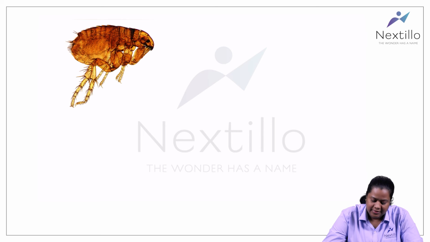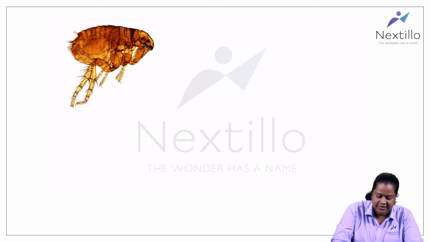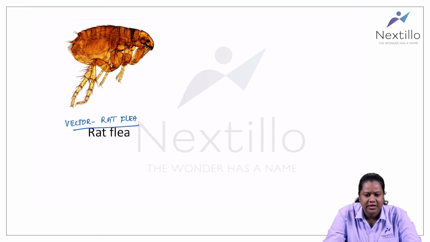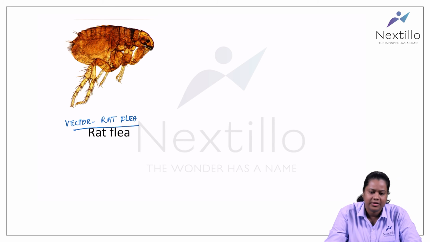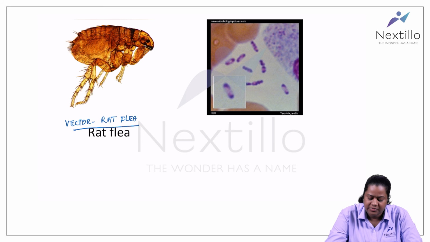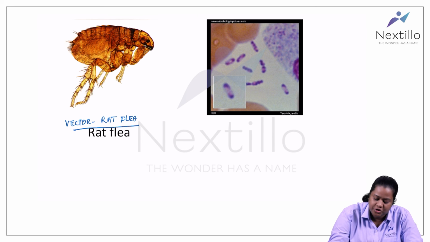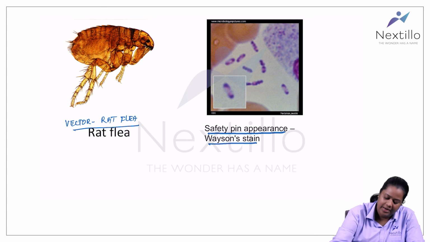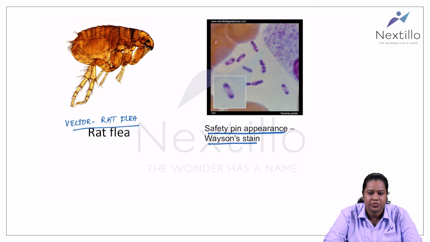What is this? This is a vector definitely, right? This vector is nothing but a rat flea. When I say rat flea, the disease that immediately comes to my mind is the plague, right? I could see a staining of a bacteria which is showing bipolar staining. This is nothing but the safety pin appearance in the Wayson stain, right?